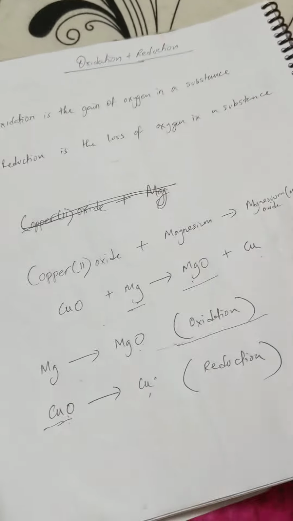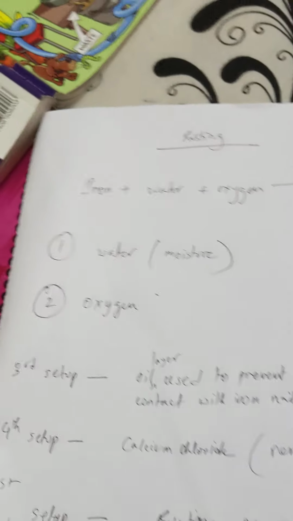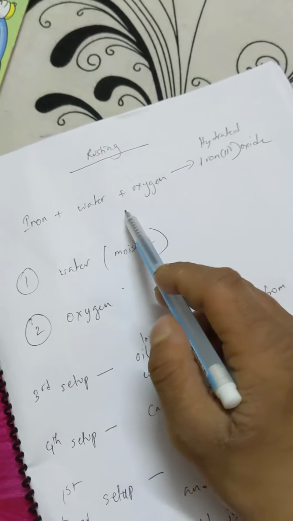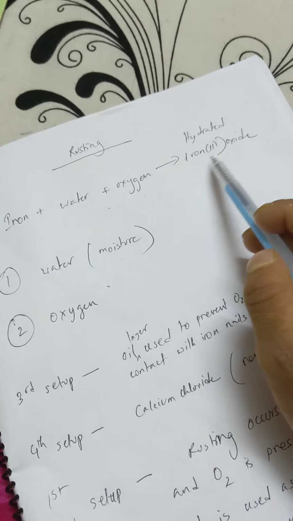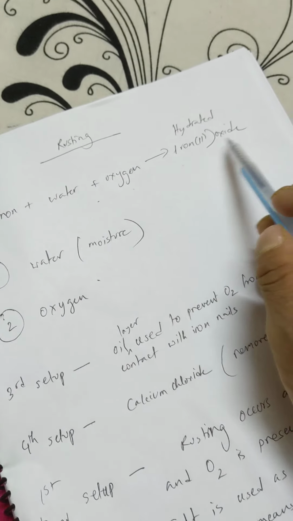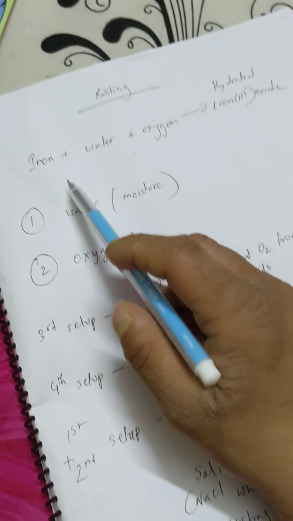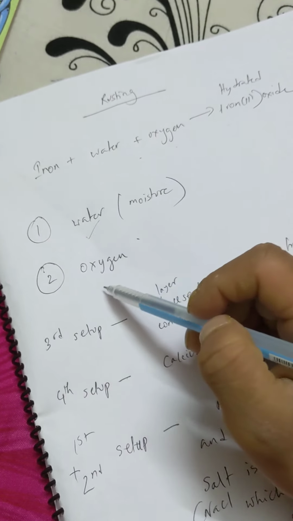Okay. Now we can just review the rusting process as well here. Rusting has what? Iron plus water plus oxygen gives you hydrated iron(III) oxide, the brown iron that you see. So for a rusting process to happen, you need two things, water and oxygen.